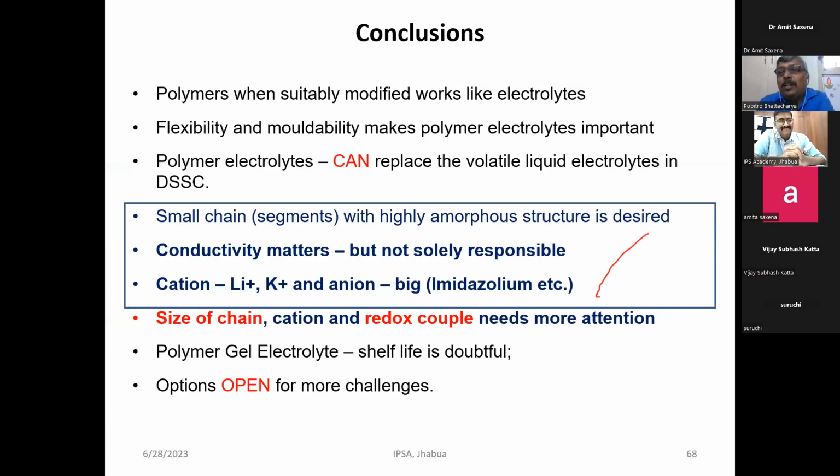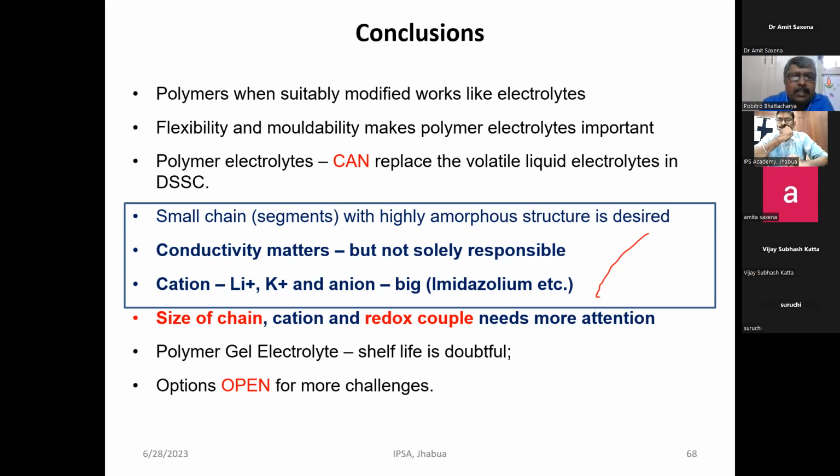So if I try to conclude in a few lines, then I will say that polymers, when suitably modified, under quotes, suitably modified, work like electrolytes. The flexibility and moldability of the polymers make them very important, and their use becomes very interesting. Coming down to the solar cells, one can replace the liquid electrolytes with polymer electrolytes in DSSC. It is the segmental motion of the polymer chain that makes something very important.